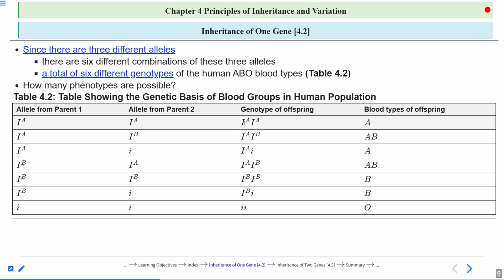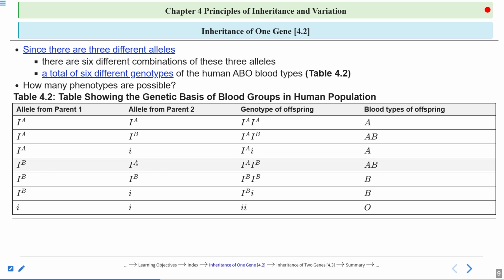IA. Here the genotype will be IA and IA. Blood group will be A blood group. Then another case, IA and IB. Here both the alleles are present, and this is a case of codominance, so blood group will be AB. Then IA and small i, genotype will be IA and i. Blood group will be A because of complete dominance.